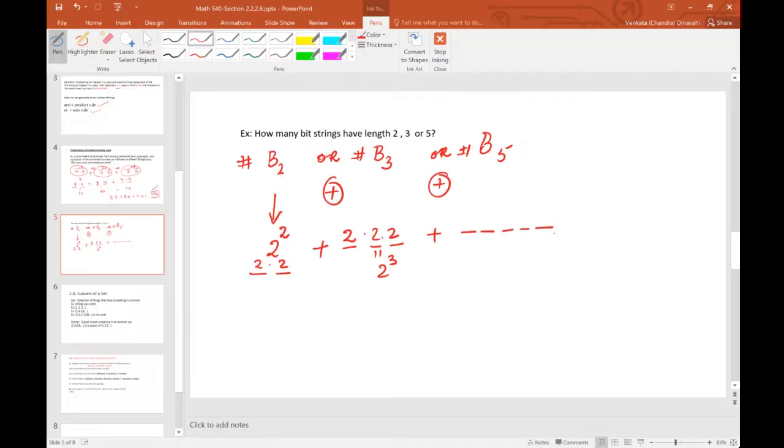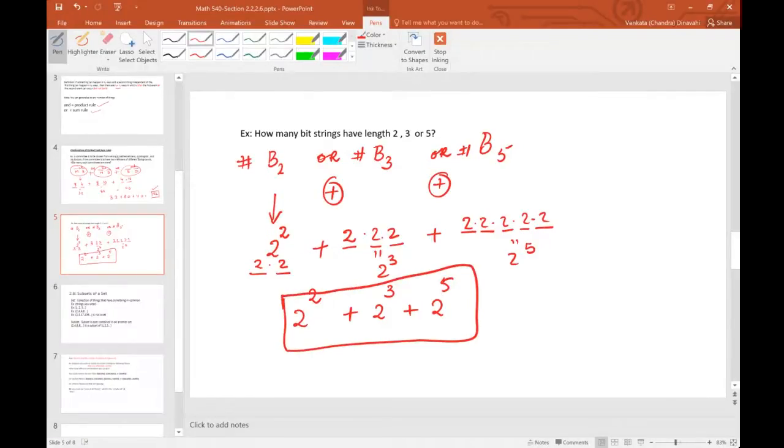Number of bit strings of length 5. There are two choices to fill each spot, 0 or 1. So the total number is 2 power 5. So there are 32 bit strings of length 5. So your final answer is 2 square plus 2 cube plus 2 power 5. You can leave it like this, it really doesn't matter. So this is a typical example where you are using both the product rule and the summation rule.